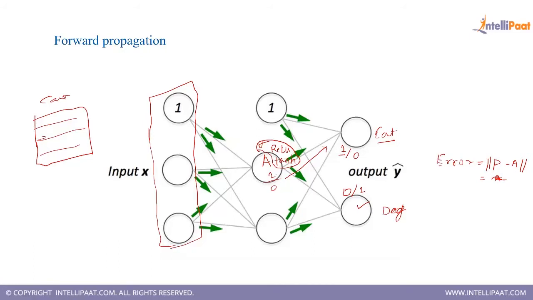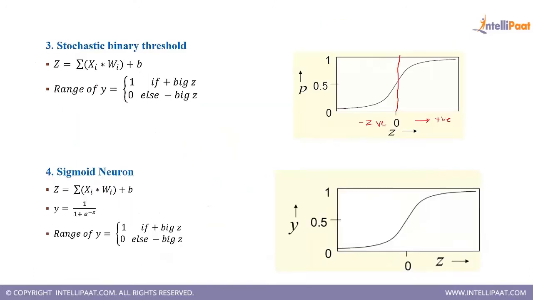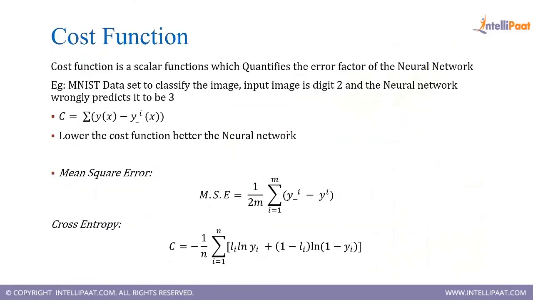So the cost function is to minimize the error and make the model better. If the error is more, the model is not significant. Every time you feed in a cat, it predicts dog or something else, right? So you need to minimize the error factor. That is where you use the cost function in order to minimize the error.